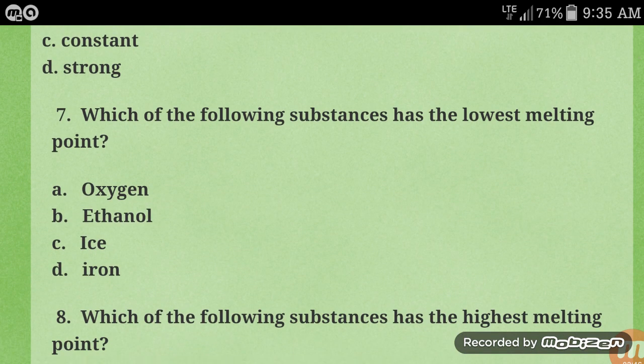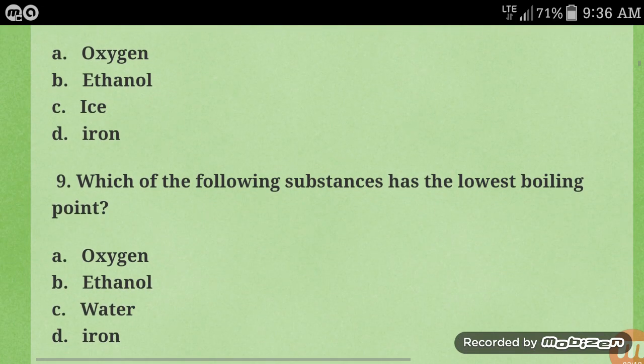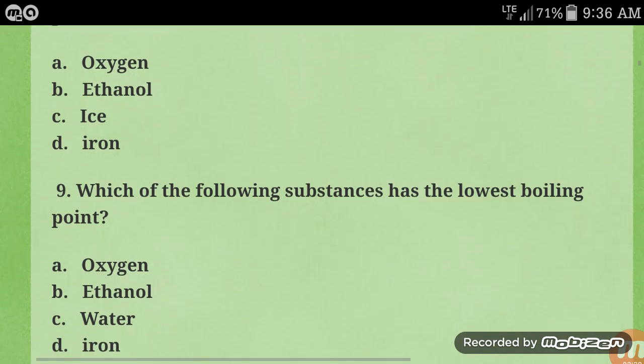Okay, next, number 7, which of the following substances has the lowest melting point? Oxygen, ethanol, ice, or iron? So which do you think has the lowest melting point? It is oxygen. Okay, oxygen, lowest melting point. Next one, which of the following substances has the highest melting point? Of course, it's iron, metal. And oxygen is a gas, actually. That's why number 7 has the answer oxygen, because oxygen is a gas and it has the lowest melting point.